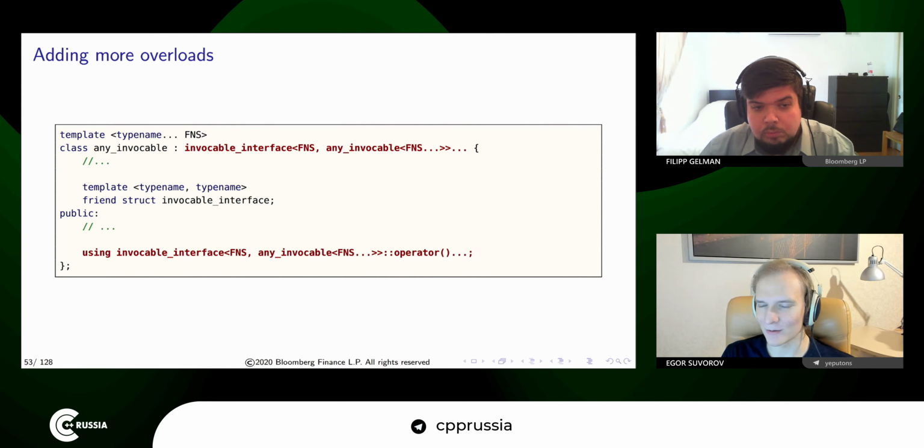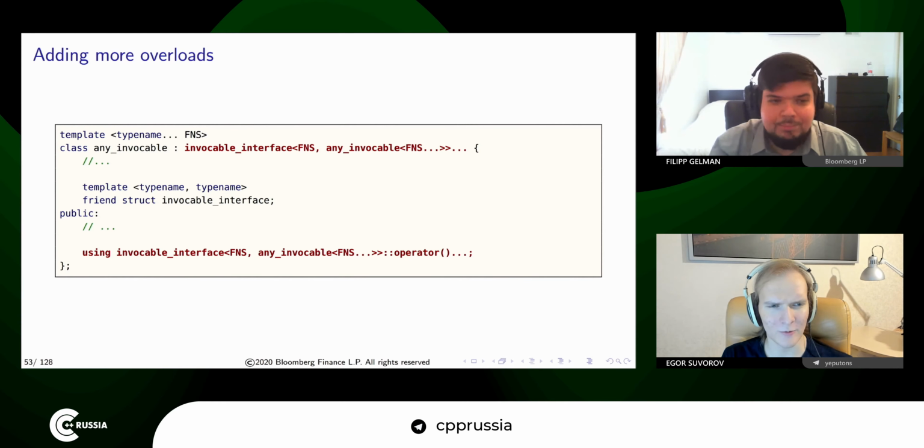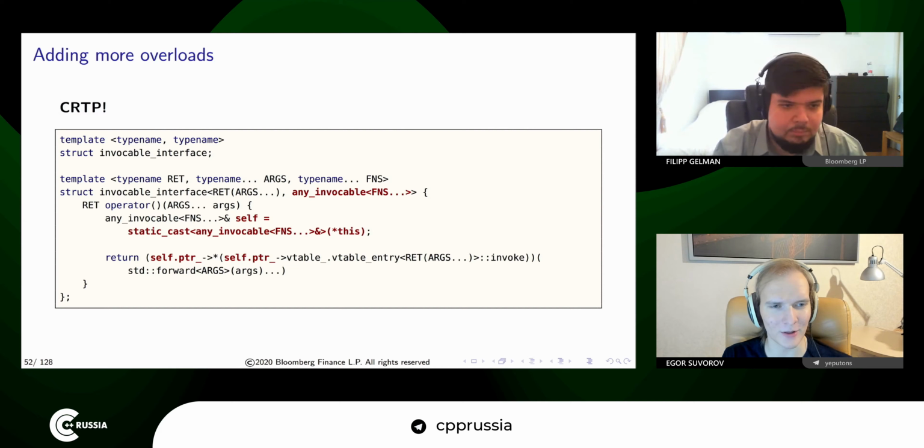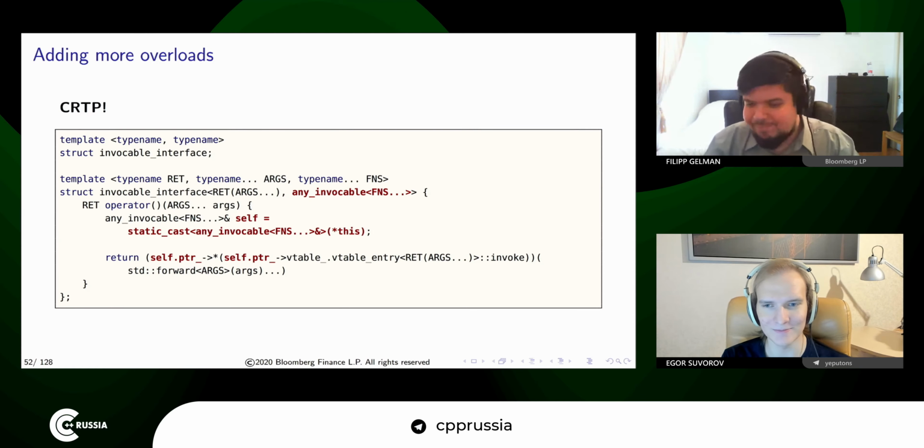Okay, right. So another question is about your invocable interface trick. So here you inherited from a bunch of invocable interfaces, and inside each of them you specify a call operator. And I'm wondering, why do we even need this call operator? Because it's not even a template. It just calls static as and calls every table entry. Why don't we just drop this struct altogether and instead implement a templated call operator inside any invocable itself? Because we have all the information, we know red, we know args, etc.